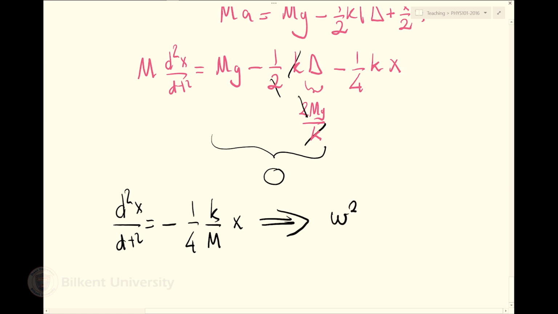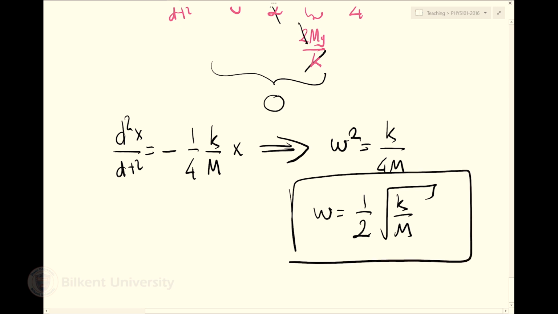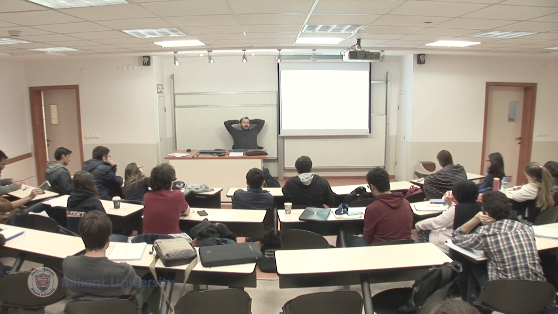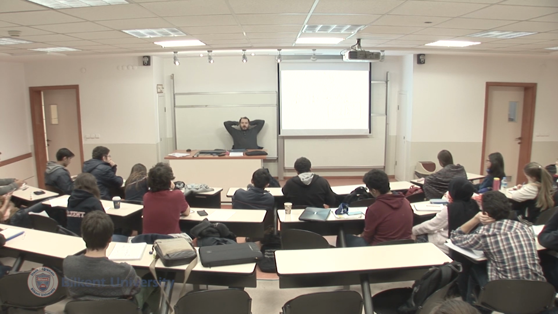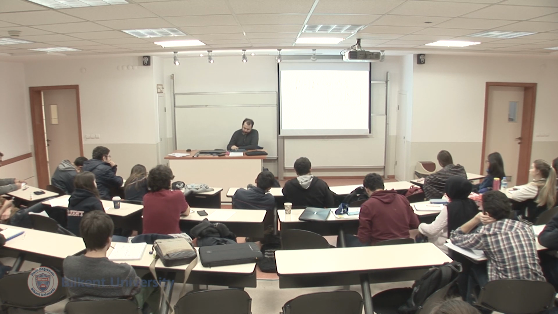It tells me that omega squared is k over 4m, or omega is 1/2 square root of k over m. Okay. So the nice thing is, as long as I'm looking at oscillations around the equilibrium point, where that equilibrium point is did not matter. That's actually correct.